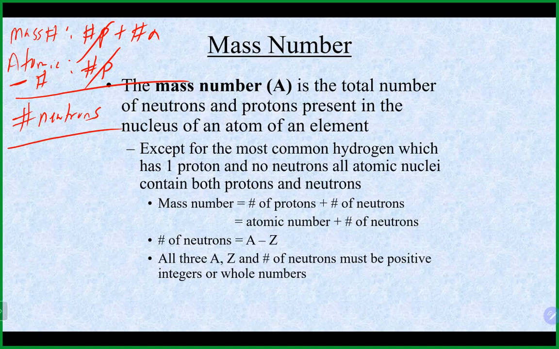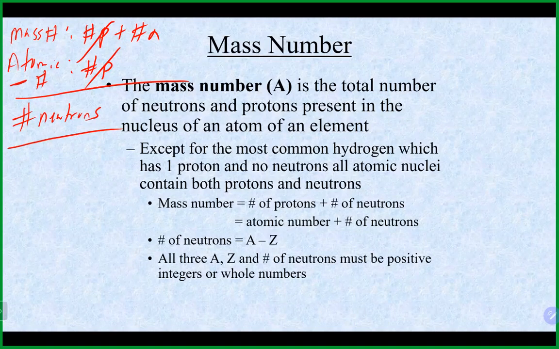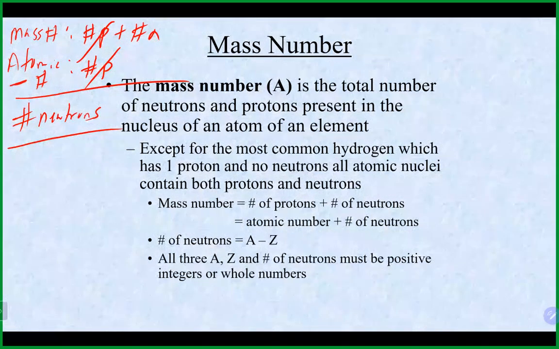Now, every element will pretty much have protons, electrons, and neutrons. The exception is hydrogen. Hydrogen only has a proton and an electron. It does not have a neutron, but everybody else will have protons, electrons, and neutrons, which is why hydrogen has some unusual properties as well. When you calculate the mass number, the atomic number, the number of protons, electrons, and neutrons, they all should be positive whole numbers.